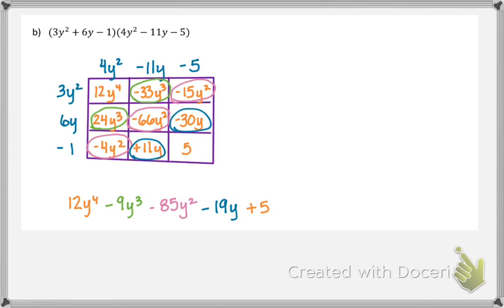And same thing if you want to multiply horizontally, you would just have to distribute your 3y squared to each term. Okay, and then distribute the 6y to each term. And then finally, one last time, distribute the negative 1 to each term, and be careful with your positive and negatives, and then combine like terms. One last one.